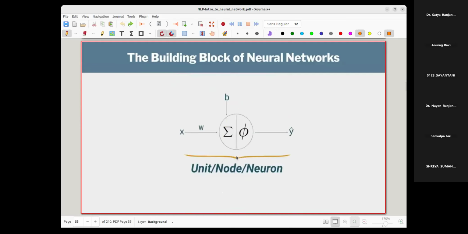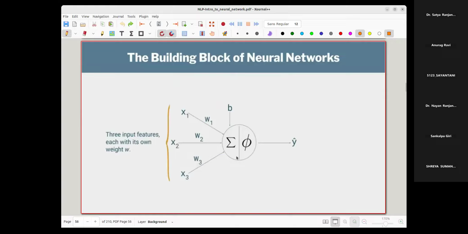Now you see, these are the three features, x1, x2, x3. Let's say it is a house price prediction: x1 can be the number of rooms present in that house, x2 can be the area, x3 can be something else. Depending on that, we need to decide W1, W2, W3. And B is the bias that is given as input.